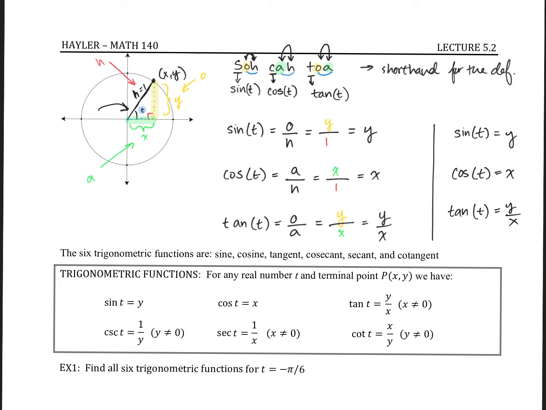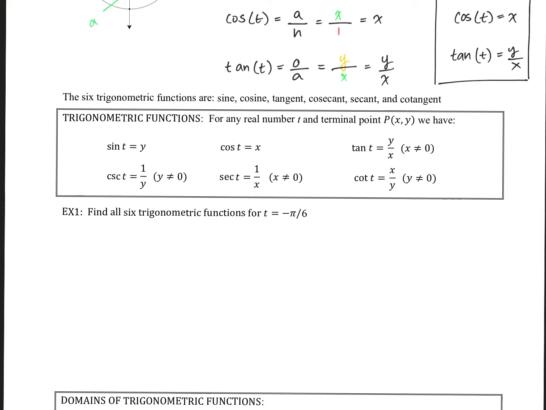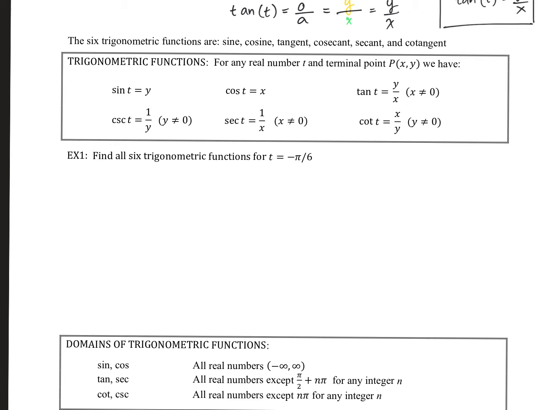And here we have the three main functions that we draw from the unit circle. Awesome, so now let's go ahead and take a look at all 6 of these. The other 3 that we're going to look at come directly from the 3 that we just found. So once again, let's take a look at the ones we know. We know sine of t is equal to y, cosine of t is equal to x, and tangent of t is equal to y over x.